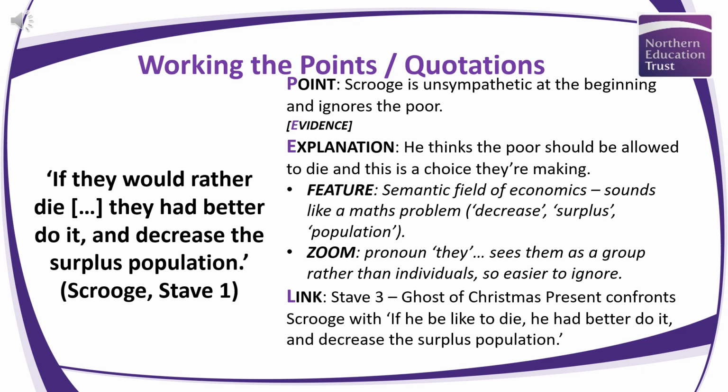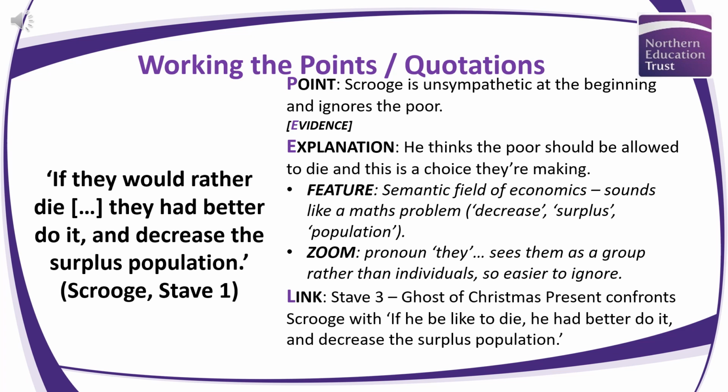Now my point for the beginning here would be that Scrooge is unsympathetic at the start and that he ignores the poor. And my quotation would be, as you can see, "If they'd rather die, they'd better do it and decrease the surplus population." And that's from Scrooge in stave 1. Now, Scrooge clearly here thinks that the poor should simply be allowed to die, and he implies that it's a choice they're making, that it's their own fault.